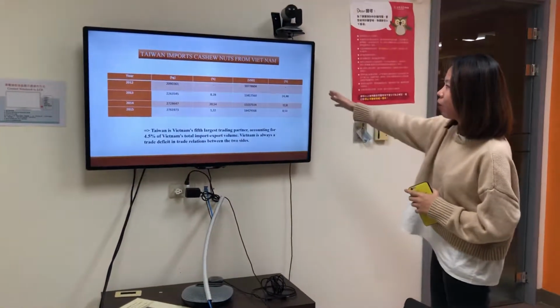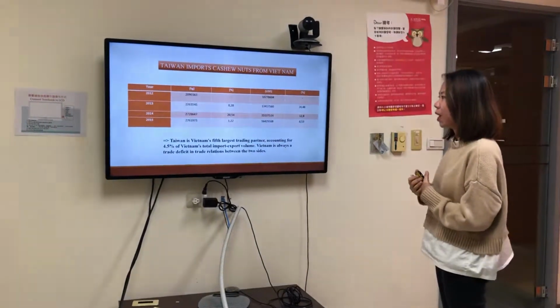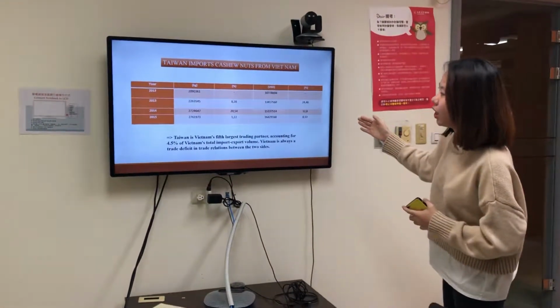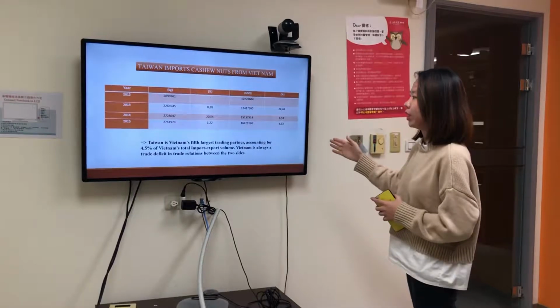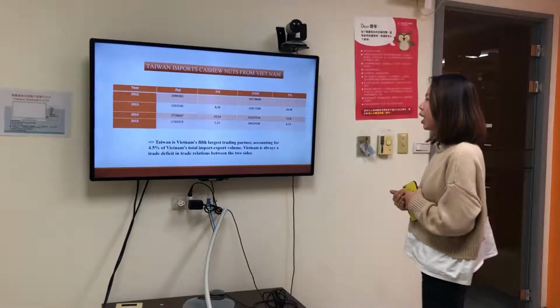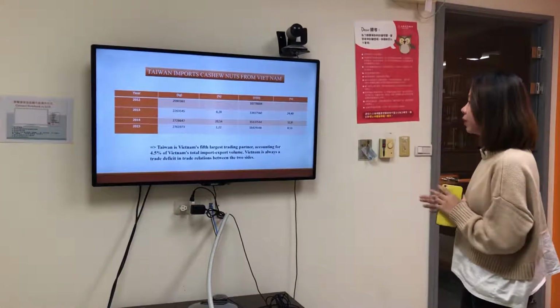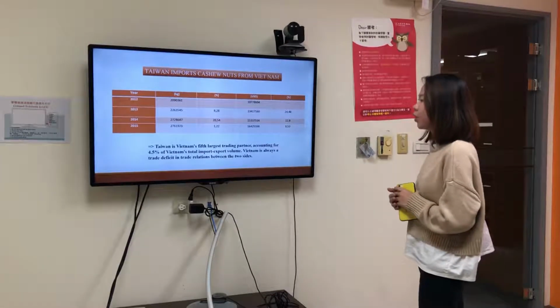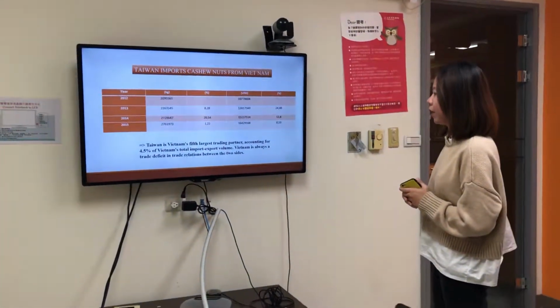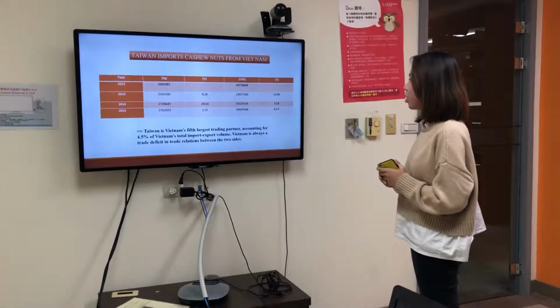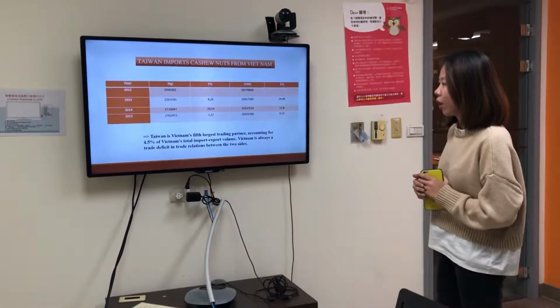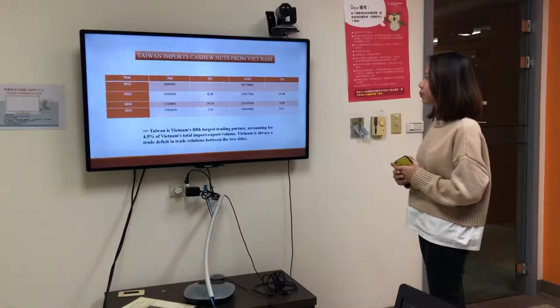And this one is Taiwan importing cashew nuts from Vietnam. You can see that from 2012 to 2015, Taiwan was Vietnam's fifth largest trading partner, accounting for 4.5% of Vietnam's total export volume. Vietnam always has a trade deficit in trade relations between the two sides.